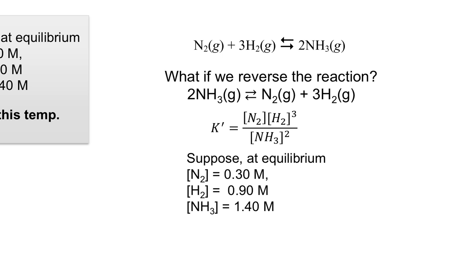So if we reverse the reaction, then K reverse, we'll call it R, is equal to 1 over K forward. Does that make sense? We're flipping reactants and products, so we flip our numerator and our denominator.